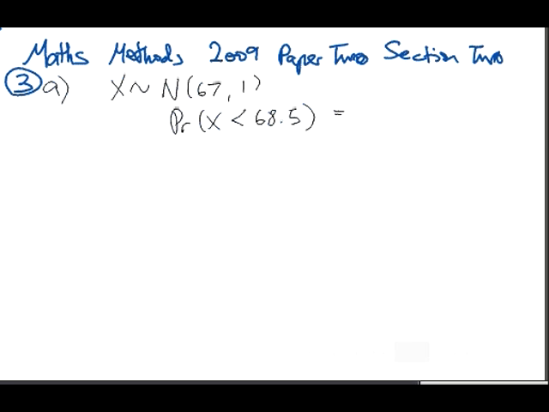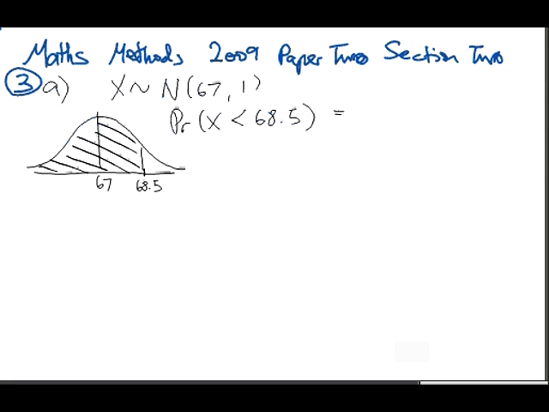Just to be safe, maybe smart to draw a little graph. So this is my little graph. It's a normal distribution. The mean is at 67. Higher than 67 you get 68.5, like that, and you're after this whole region here. This little graph is good. It shows the examiners that you know exactly what you're doing. Also, it gives you a check on the answer.